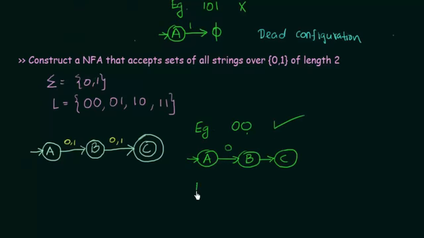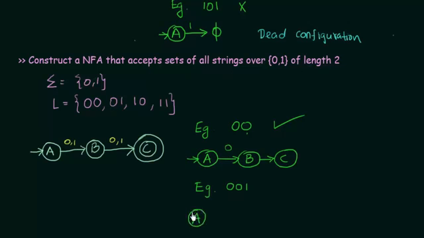Yes, so this is accepted. Okay, now let's take another example. In this example, I will take the string 0 0 1. Now, should this be accepted? This should not be accepted. Why? Because the length of this string is 1, 2, 3. And the NFA should only accept strings of length 2. So let's see whether this should be accepted or not.